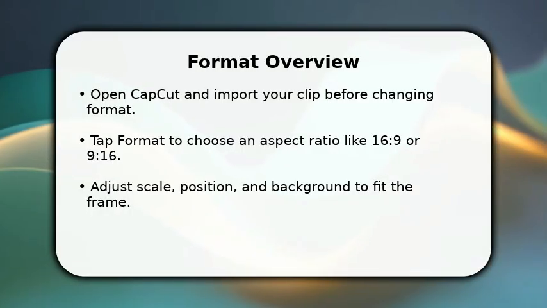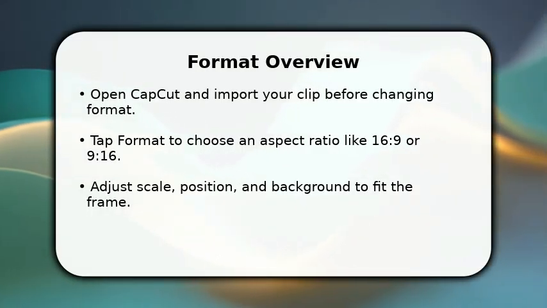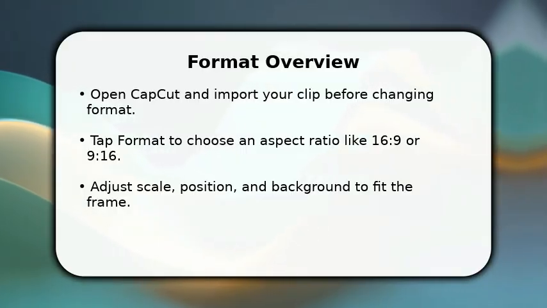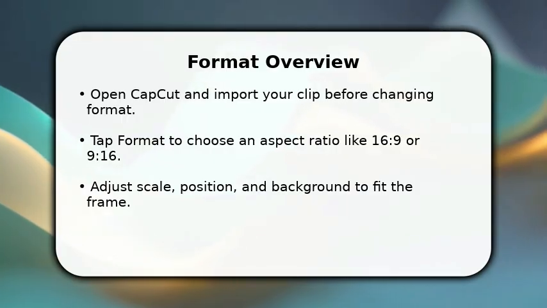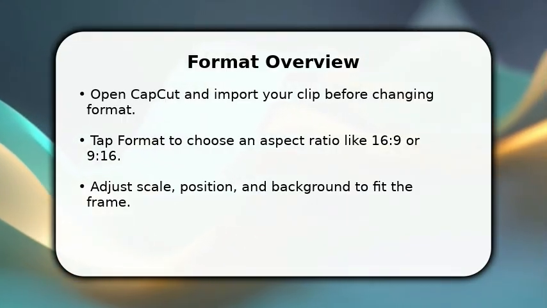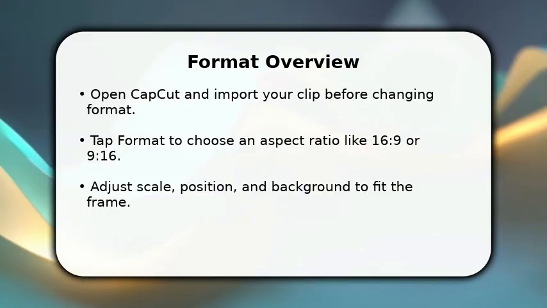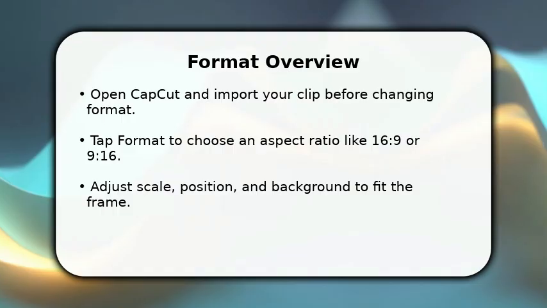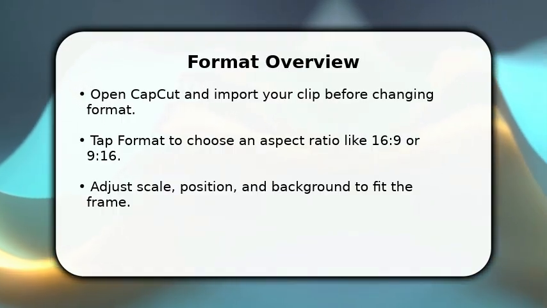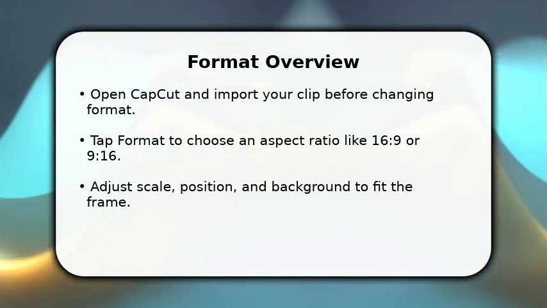In this video, I will show how to get format in CapCut. Open the CapCut app and import your clip, then tap Format to pick an aspect ratio like 16:9, 9:16, or square. Adjust scale, position, and background to fit the frame, add crop or rotate if needed, then export at your desired quality. Use presets for quick formatting and save custom settings to reuse across projects.